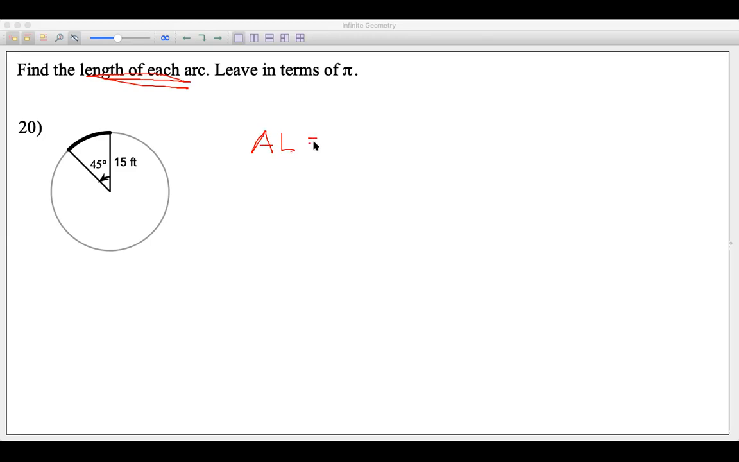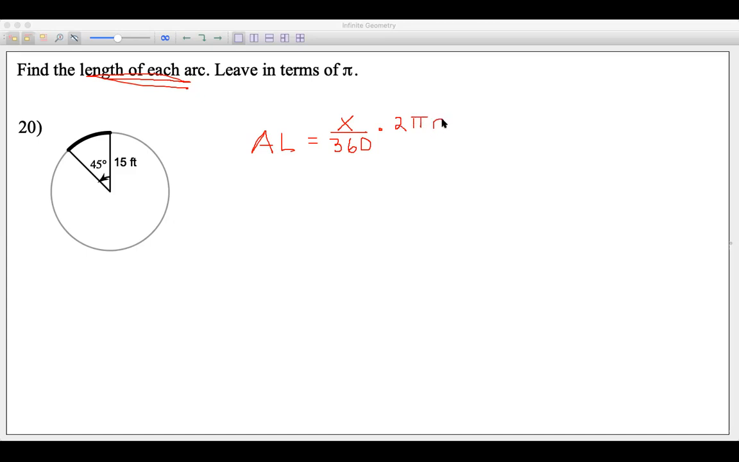Arc length is equal to, anybody remember? And X represents what? The central angle or the arc measure, either one. Over 360. This gives you that percentage of the entire circle. Now we're doing arc length, so this one is times, anybody remember? It's the circumference, so 2 pi r.